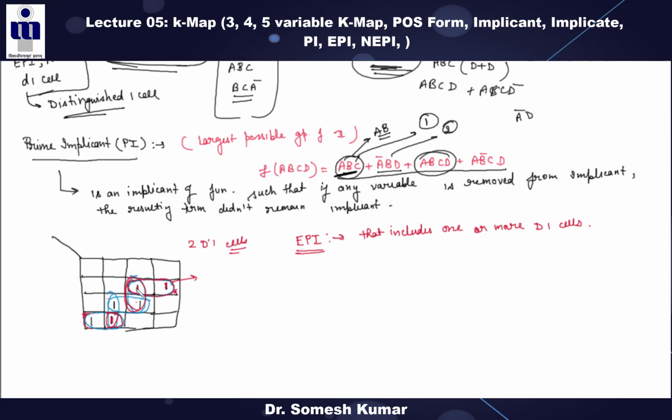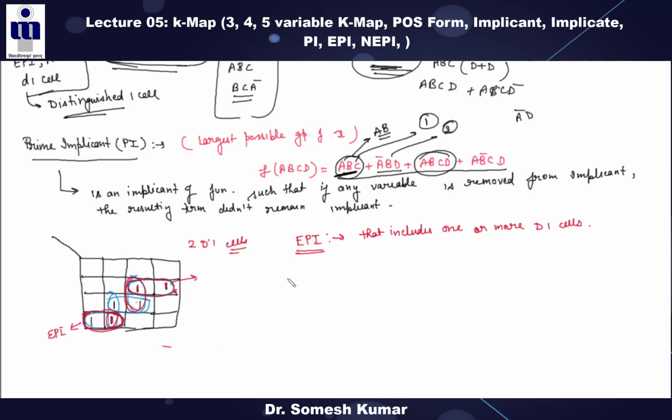So this is your non-essential prime implicant. Yes, this is a PI, but this is not the EPI. Understand? What about this pair? This pair you also must write in the final expression. So this is also an EPI, right?